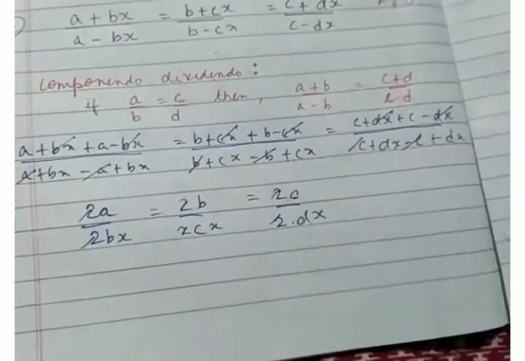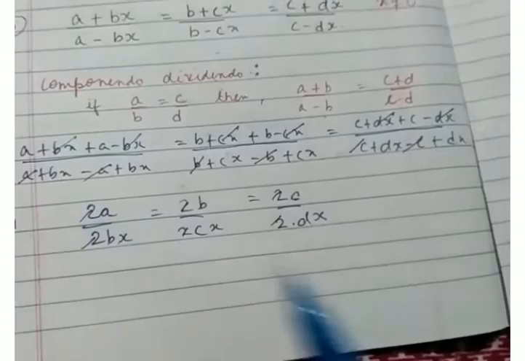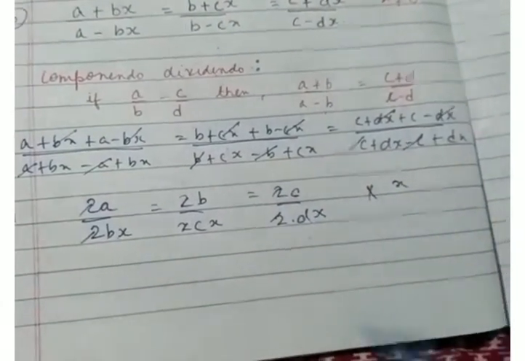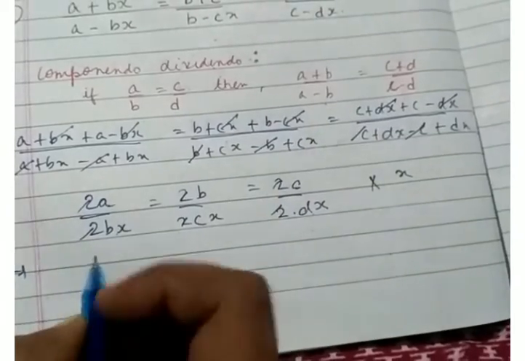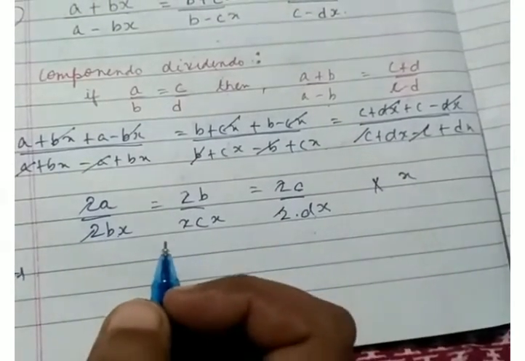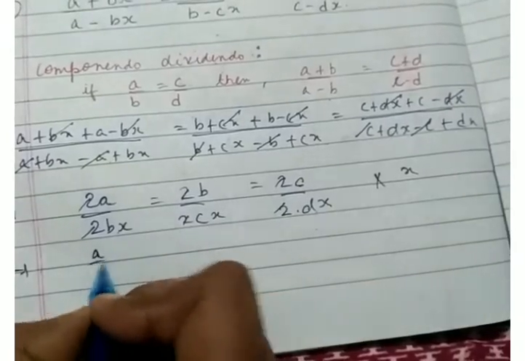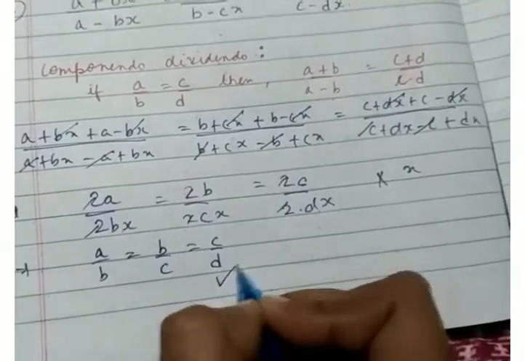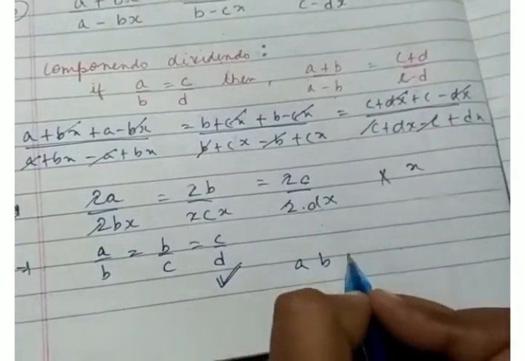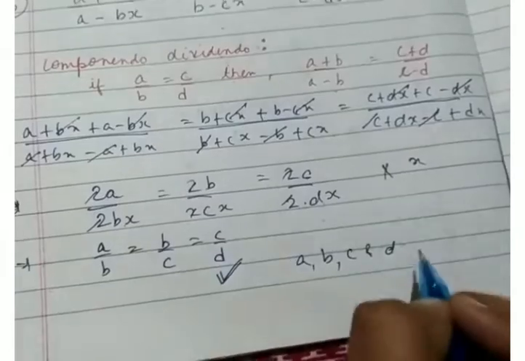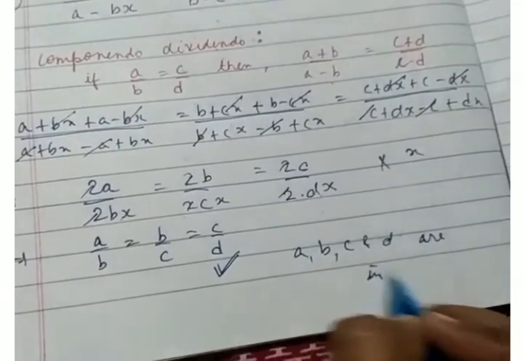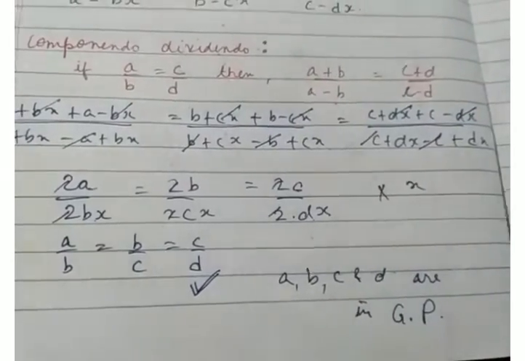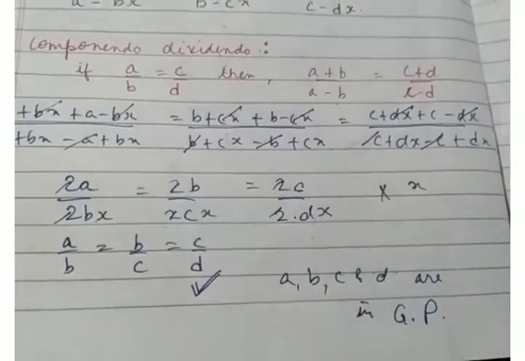See, this is in the form of a ratio. So what we can do is multiply each term by x. That won't change the value of the fraction in the ratio. If we multiply each of the fractions by x, we have a by b equals b by c equals c by d. Now this statement implies that a, b, c and d are in GP, that is, the terms a, b, c and d are in geometric progression.